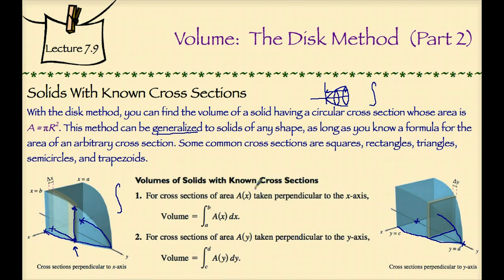So for cross-sections of area taken perpendicular to the x-axis, your functions will need to be in terms of x, and you'll be integrating from a point A to B on the x-axis. But for cross-sections of area taken perpendicular to the y-axis, your functions will need to be in terms of y, and you'll be integrating from a point C to D on the y-axis.